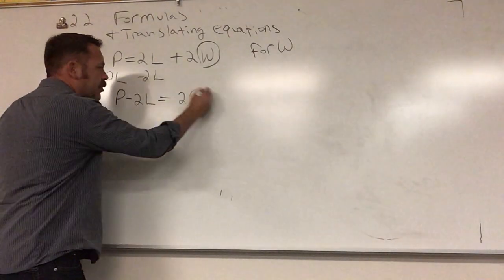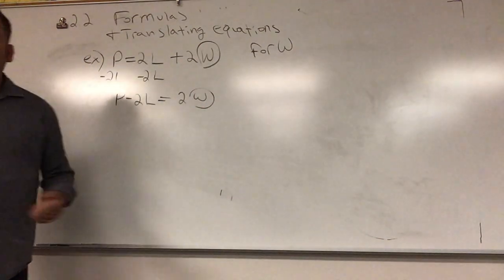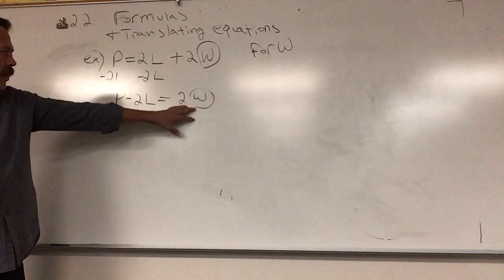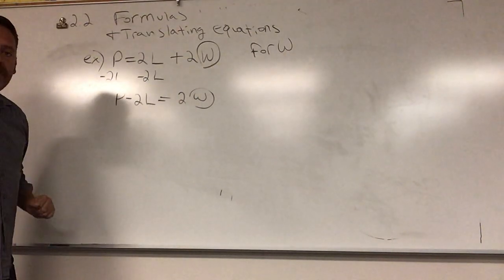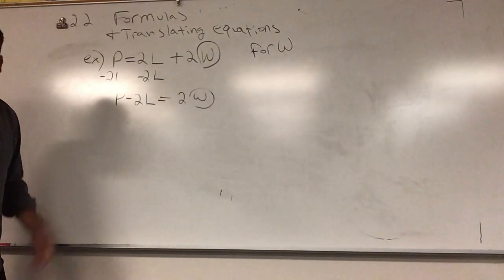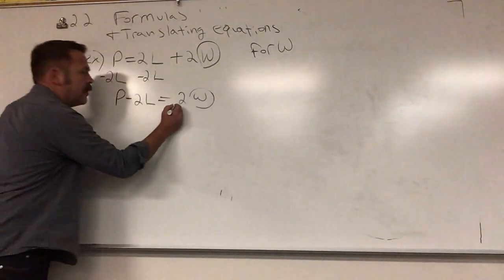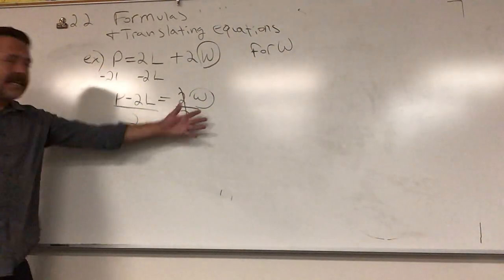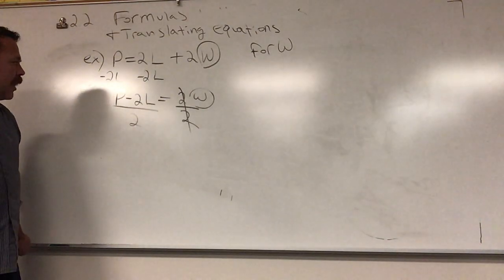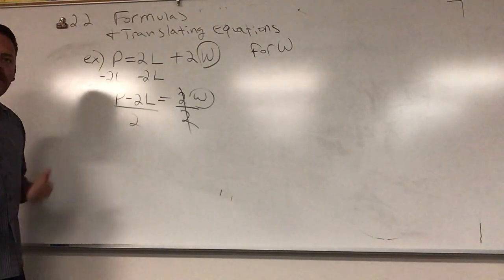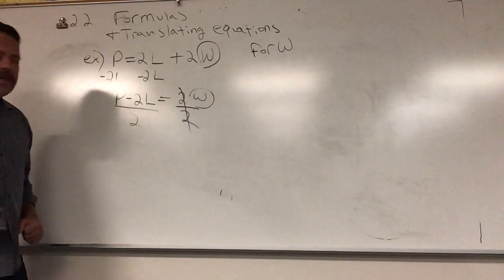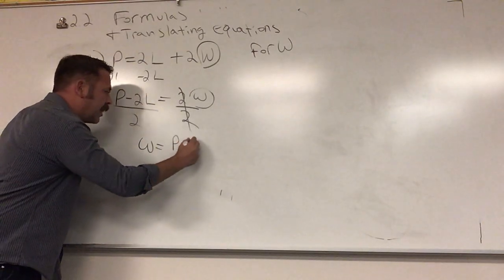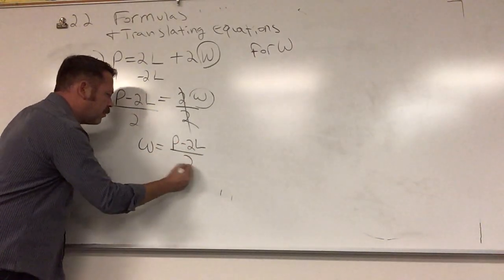I can keep that W circled if it helps you realize that's what you want to get rid of. Now, lastly, W is being multiplied by 2. How do I undo that? I divide. The inverse of multiplying by 2 is to divide by 2. So now the W is isolated, all alone, what we like. I'm just going to switch the sides. I like to say W equals, instead of equals W, it really doesn't matter. So W equals P minus 2L over 2.